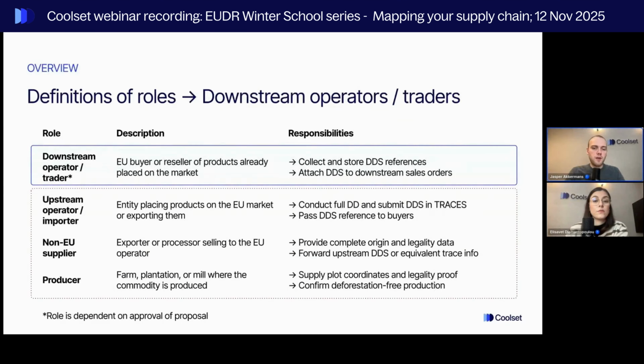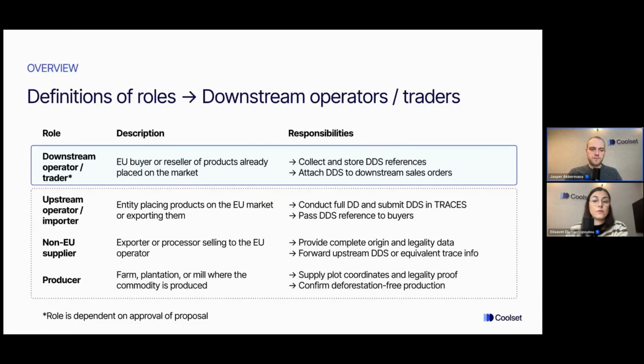And then we get to downstream operators and traders. So now we see that the top row has changed, and essentially it's just one step above the supply chain that I just broke down. And we're seeing here that the downstream operator essentially just buys a product from an operator that has already done the whole due diligence process by placing a product on the EU market. And all they need to do is make sure that the product is traced correctly and mapped to every purchase order and sales order. And that basically then links down to the process that I just described, so we don't need to go through that again, but it gives you a bit of an idea of where they sit in this whole process.